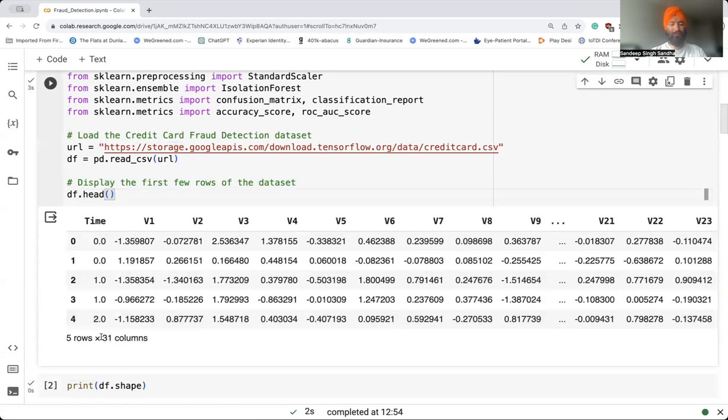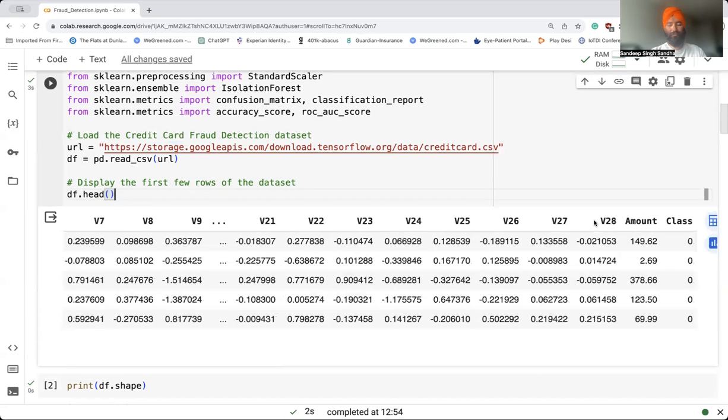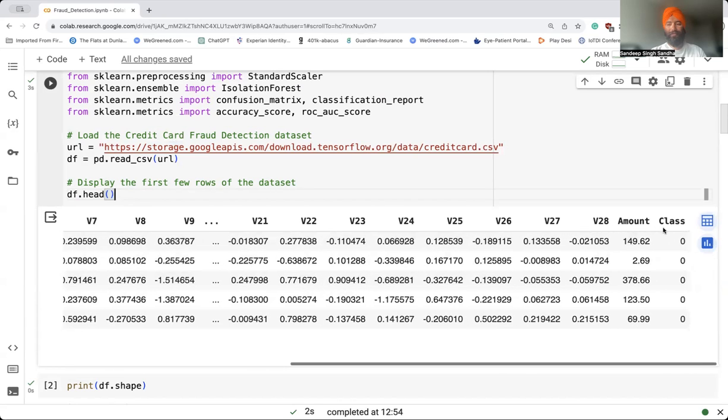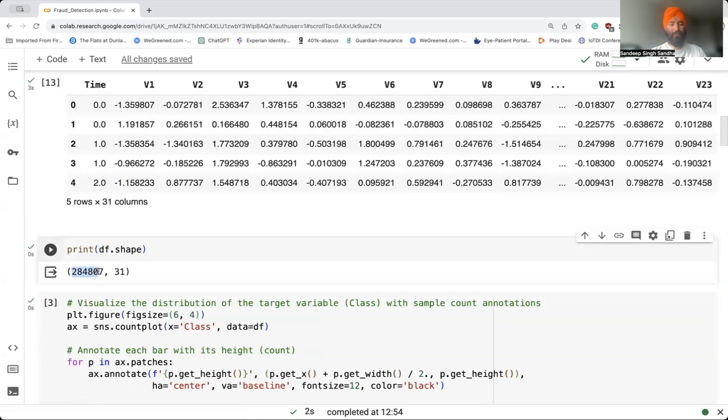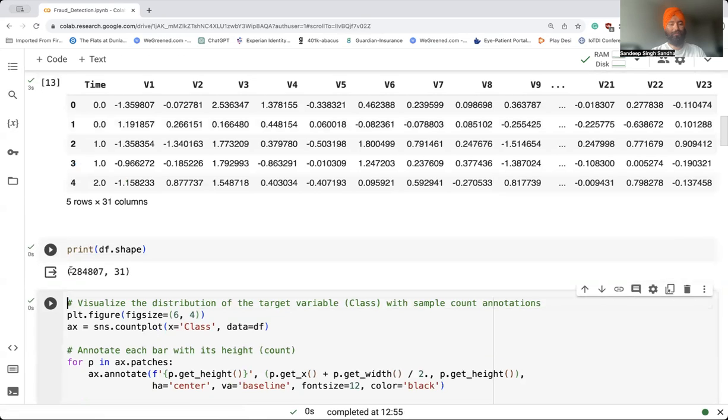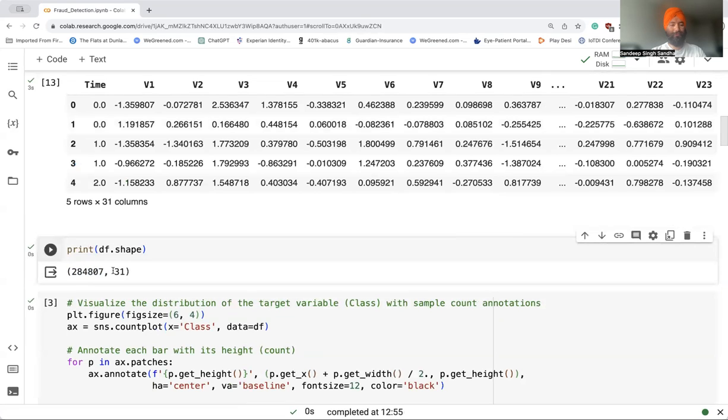This data has 31 columns, as you see: the time column, and then 28 different features associated with it, the amount of the transaction, and also the class, where zero means it's a normal transaction. So fraud transactions are very rare. Overall, there are around 284,000, so 284K rows in this data set. It's a fairly large data set with 31 columns.